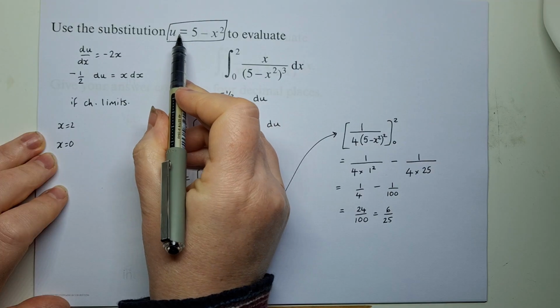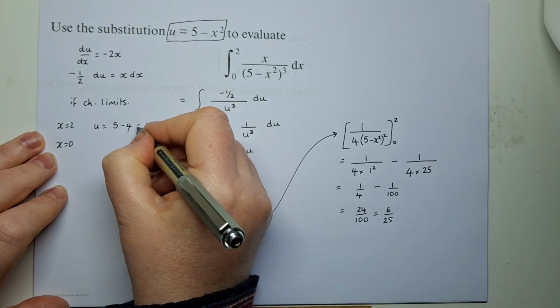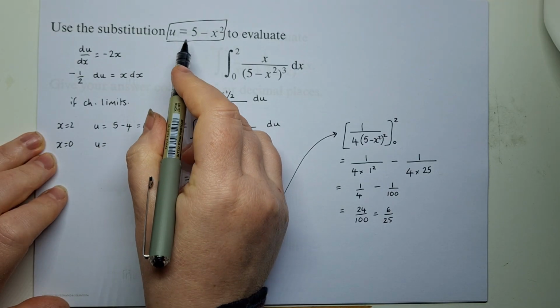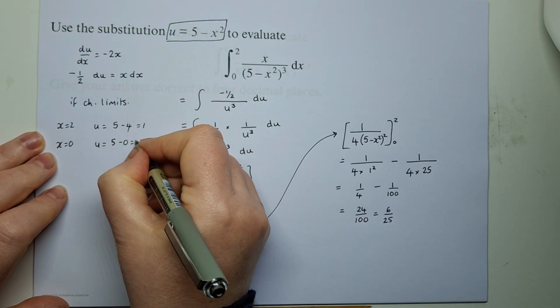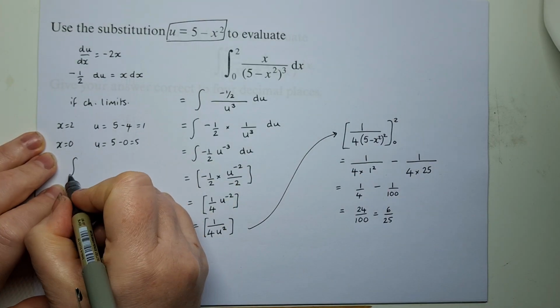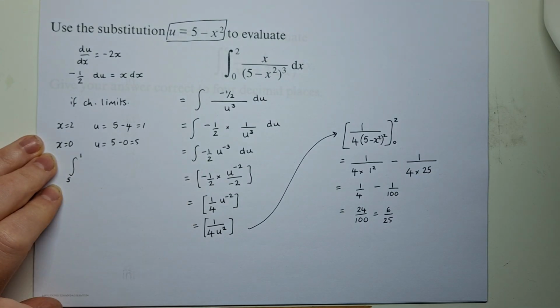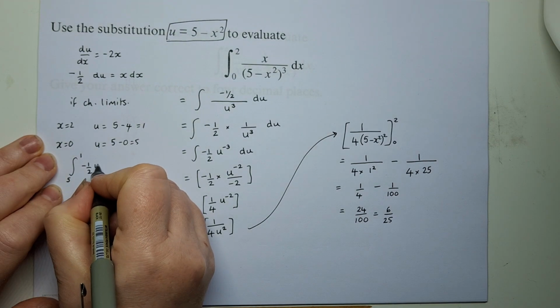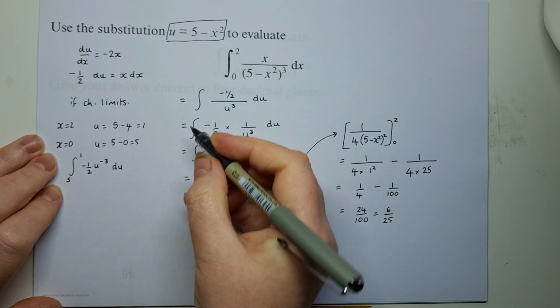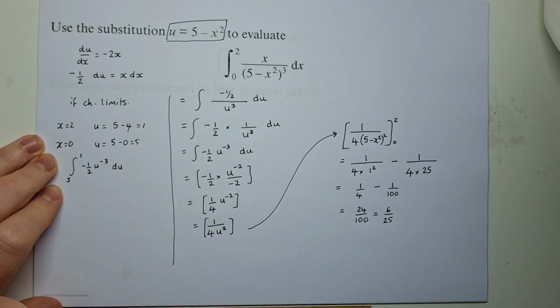If x is 2, u is 5 minus 2 squared, which is 5 minus 4, which is 1. And if x is 0, u is 5 minus 0, which is still 5. So you could have a question that looks like this. You've got your integral, and the top limit's changed to a 1, and the lower limit has changed to a 5. That's quite unusual, but it's perfectly possible when you change the limits that you actually get a bigger number on the bottom limit. You're still doing exactly the same steps of algebra, but you've changed the limits as well.